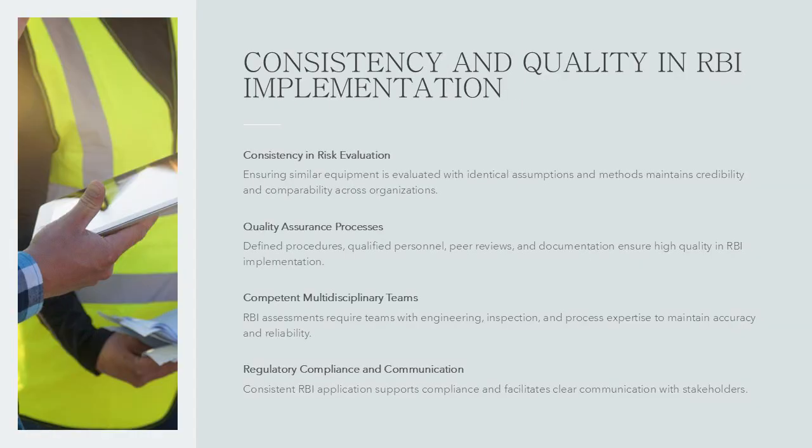While flexibility is encouraged, API RP 580 places strong emphasis on consistency and quality in the implementation of risk-based inspection. Consistency ensures that similar equipment under similar conditions is evaluated using the same assumptions, criteria, and methodologies. This is critical for maintaining credibility and comparability of risk results across a facility or organization. Quality in RBI implementation is achieved through defined procedures, qualified personnel, peer reviews, and robust documentation.